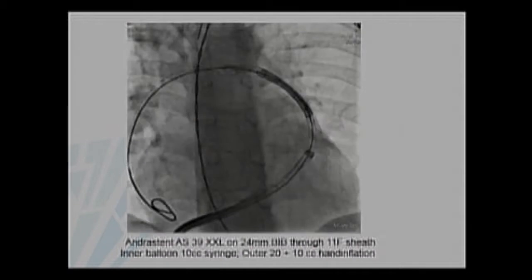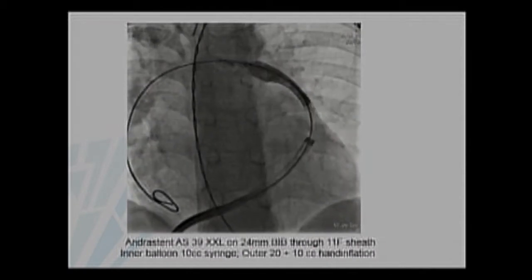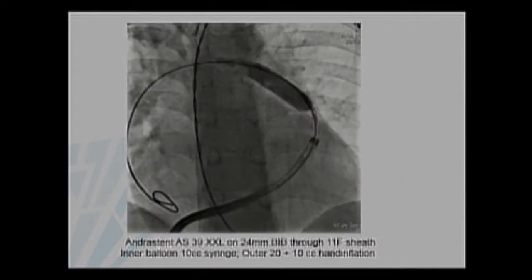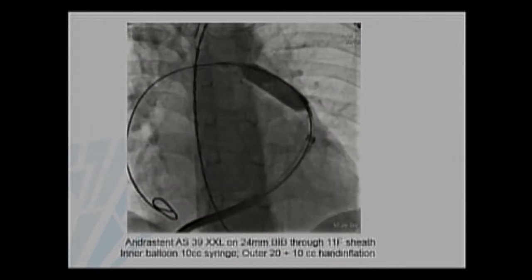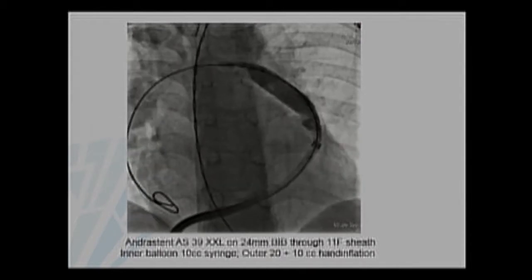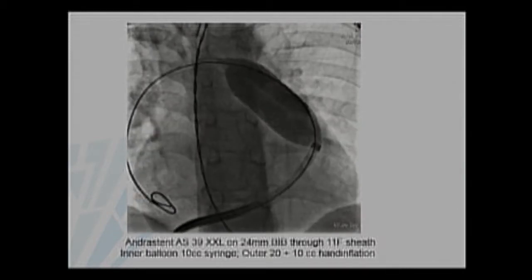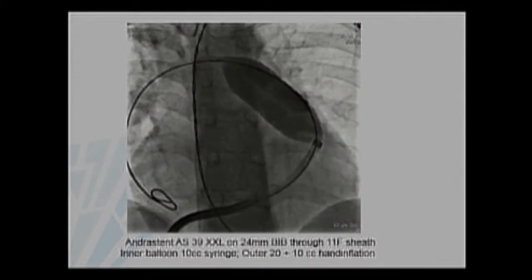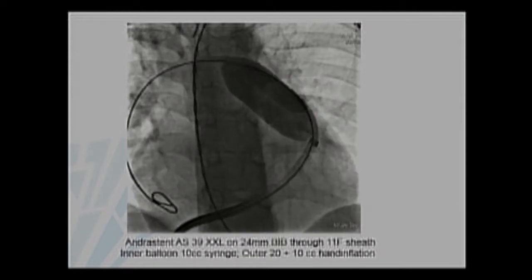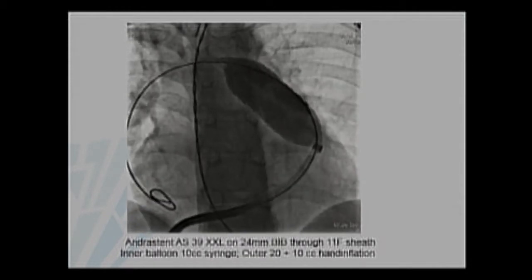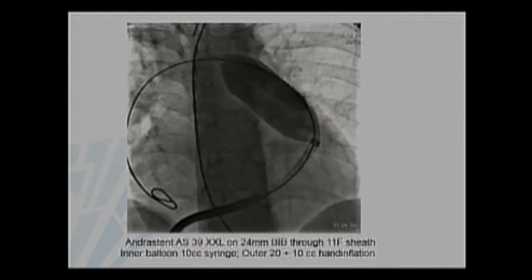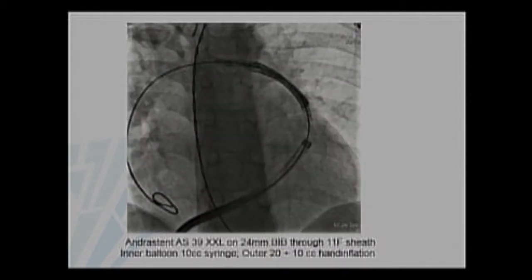Next slide. So this is the test that I'm telling you about. They put a 24 millimeter balloon, as Andreas mentioned, 24, 26, in this case 24, and he is doing the Ultrastent XXL 39 millimeter. So it will shorten by probably about 10-15%.